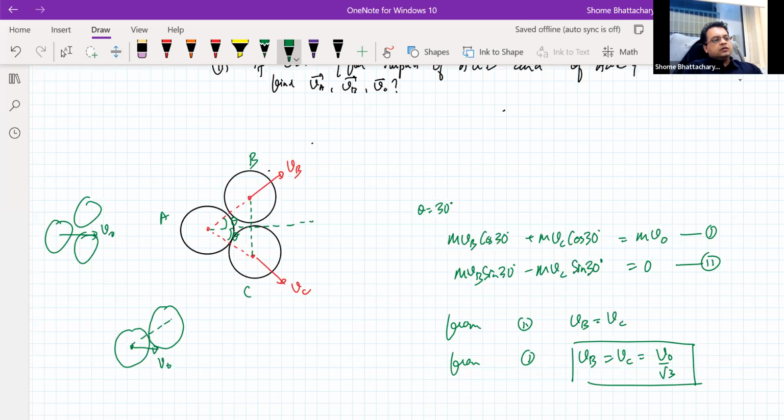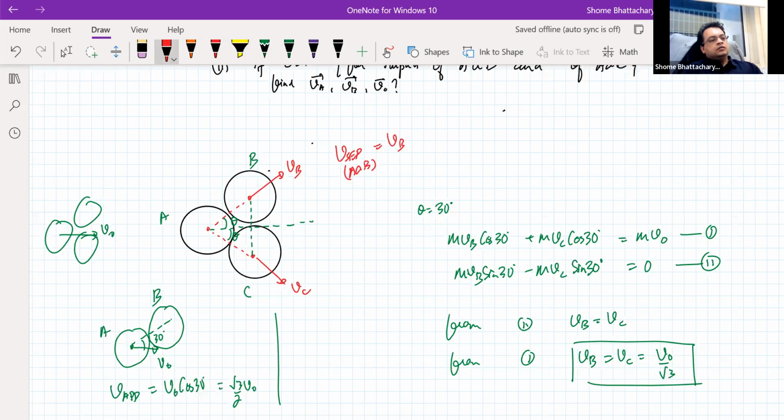Cos 30 component. So approach velocity is V0, okay. And now in this diagram, you can see that separation velocity for A and B is directly VB. So this is for A and B. So the coefficient of restitution is coming out to be, yes, very good, that's correct, 2 by 3.